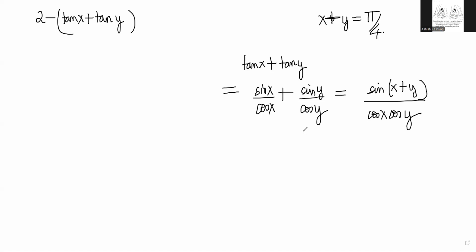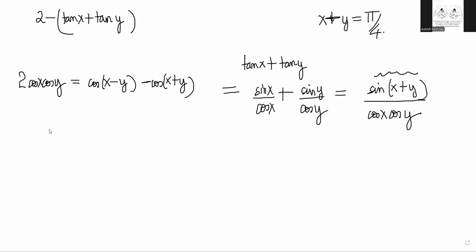So what can we think about cos X cos Y? Let's think of the denominator a little bit because the numerator is already known, right? Cos X cos Y can be written as cos of X minus Y plus cos of X plus Y, right?